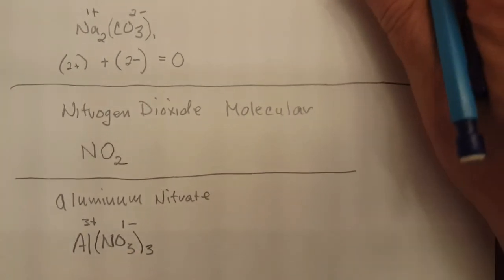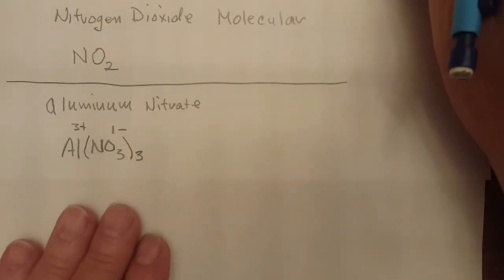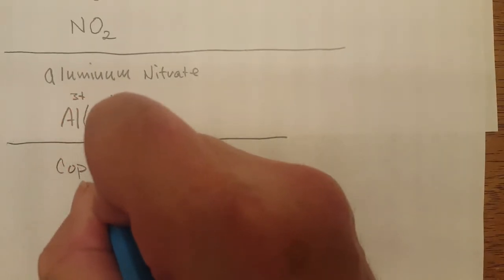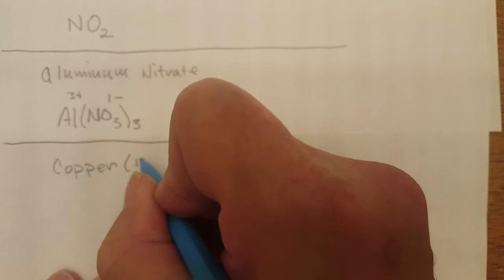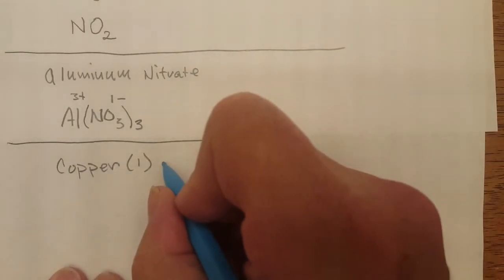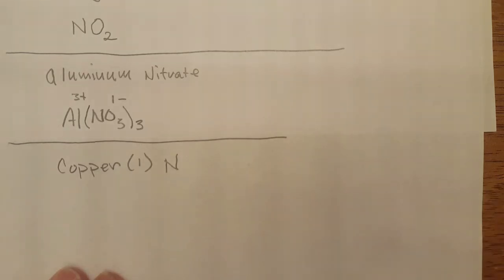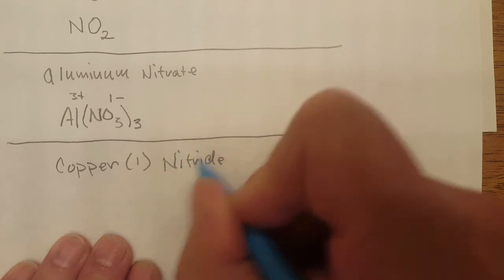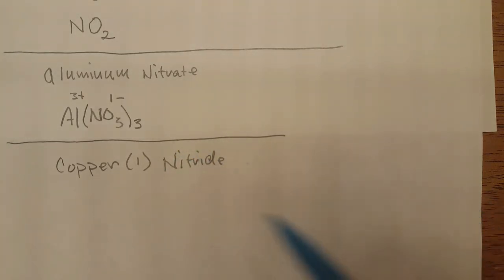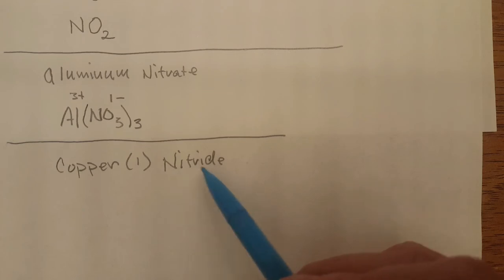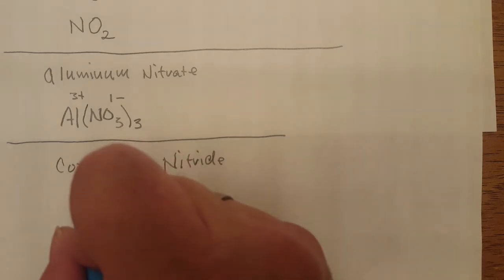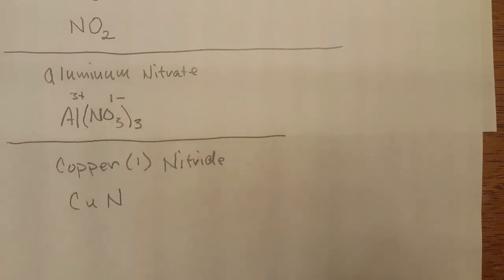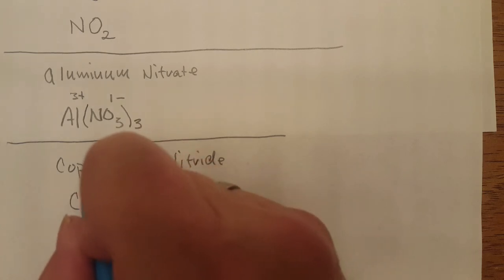Okay. Next one is copper 1 nitride. Now, don't get confused. Nitride, that's not nitrate or nitrite or anything like that. That is nitrogen. So write the symbols. Copper, nitrogen. Copper, because of that 1, is a 1 plus.